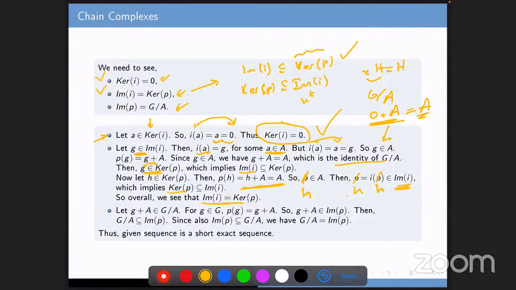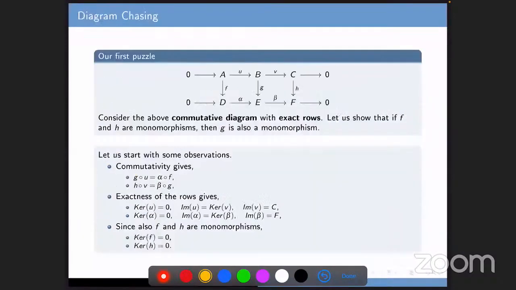The next one is pretty straightforward. We pick an element G plus A from this quotient group, and of course this guarantees the existence of this element. So we have an element of G which is getting mapped to this element. So of course we have the image P is equal to G over A, because we have this inclusion, and the other inclusion is always guaranteed, right? Image of this P always is a subset of this subgroup of G over H. Sorry, A. Okay, so this given sequence is a short exact sequence. It's an example of short exact sequence.